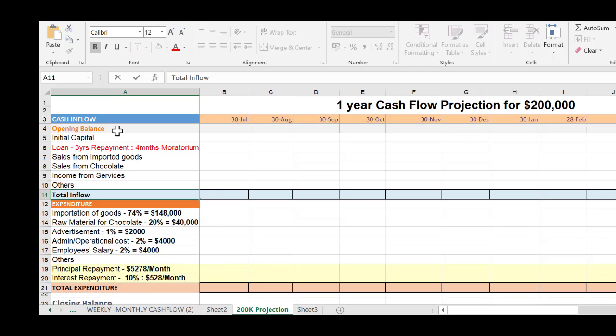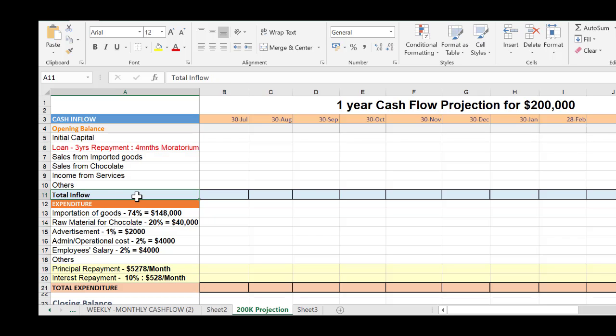But before then we have our opening balance, which is usually zero, and the initial capital, which is the amount you've gathered for yourself before you go for the loan. Then we assume here that our loan is going to be a 3 year repayment plan with a 4 month moratorium. Then sales from imported goods, sales from chocolates, income from services and others. So this column here will represent all your income for the period.